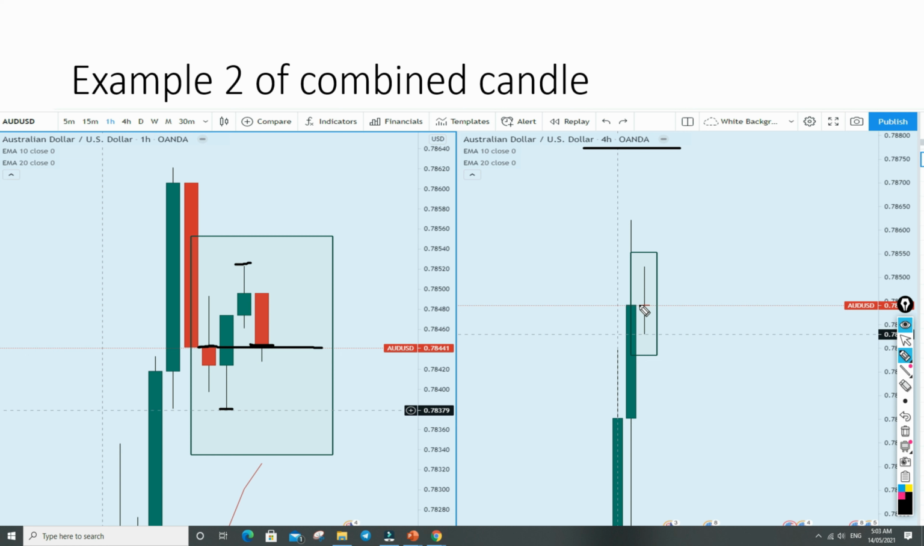So the price opened and closed there. This is the high of the price. This is the low of the price. So that's how you have to read candlestick patterns. I hope this example clears up how you can read multi-time frame candlesticks, or combined candlestick patterns.